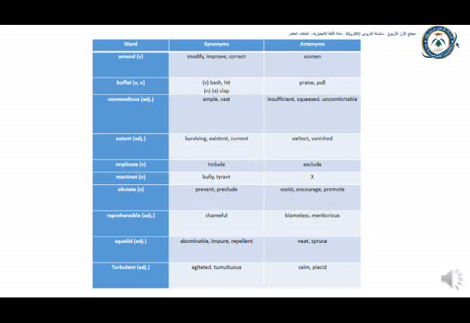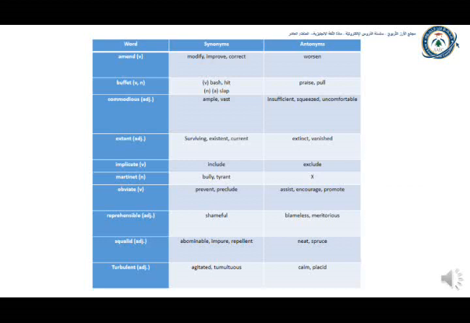Here we have a list of some synonyms and antonyms for the 10 words of set A. Amend is a verb and it means modify, improve, or correct. The antonym is worsen. Buffet as a verb means bash or hit. As a noun, it means a slap. The antonym of the verb buffet is to praise or pull.